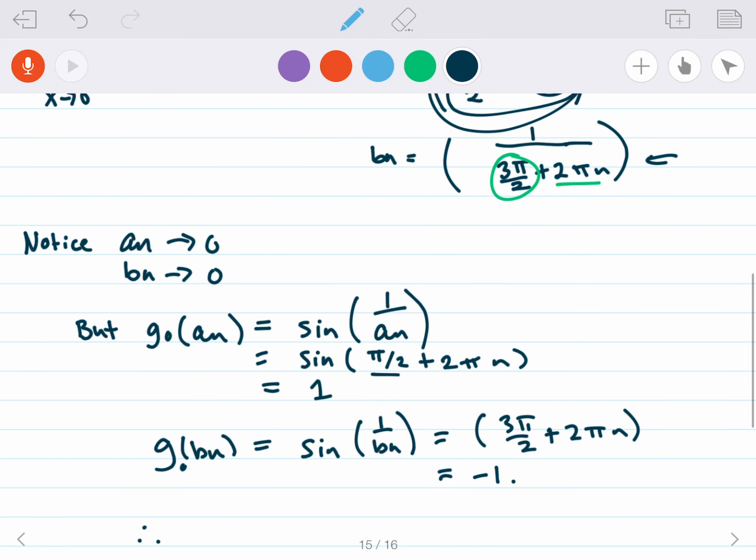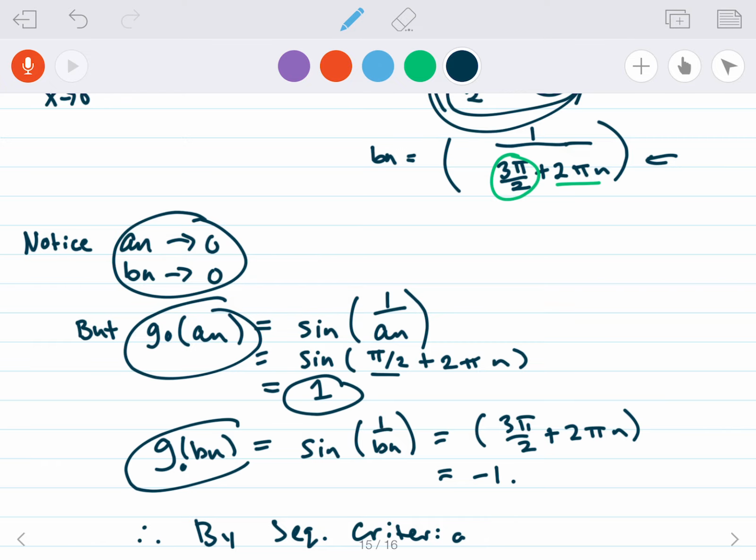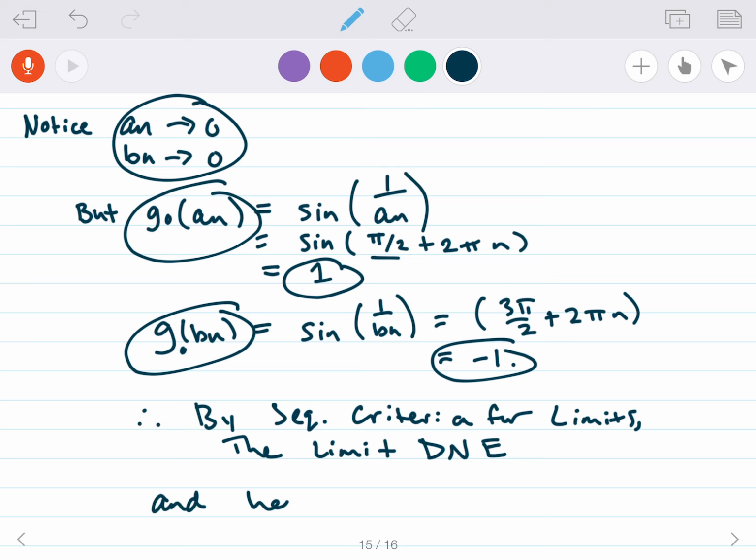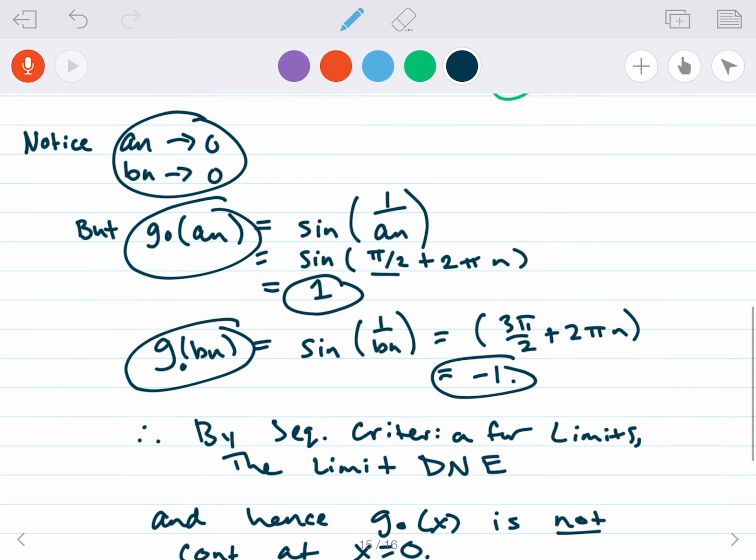Okay, and therefore by the sequential criteria for limits, we have these two sequences going to the same thing, but g of the first thing goes to 1, and g of the second thing goes to -1. So by the sequential criteria for limits, the limit does not exist. And hence, g naught of x is not continuous at x equals 0. Okay, so that's the idea there.